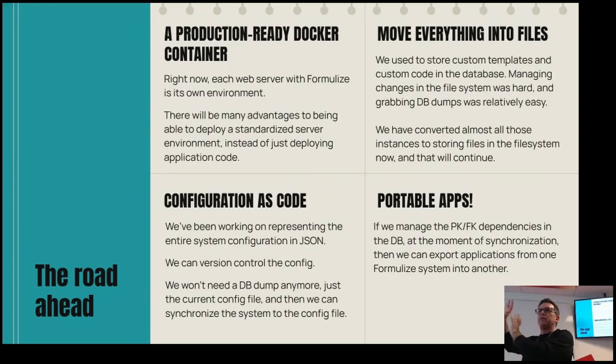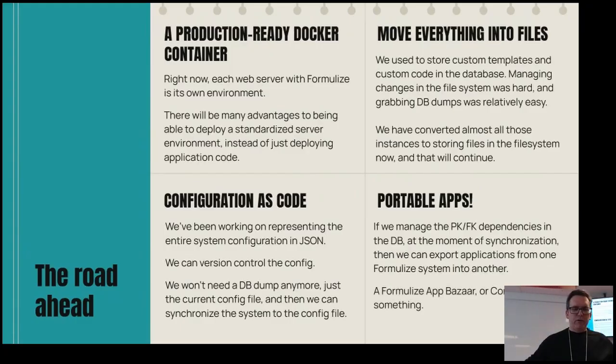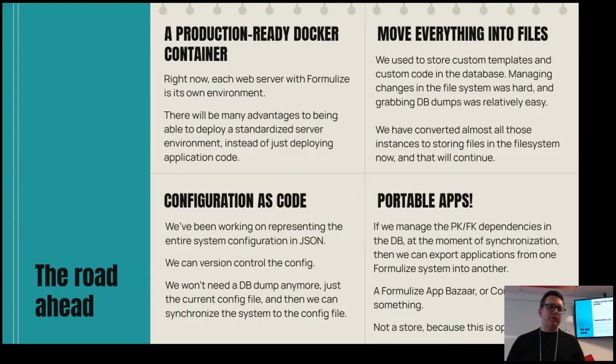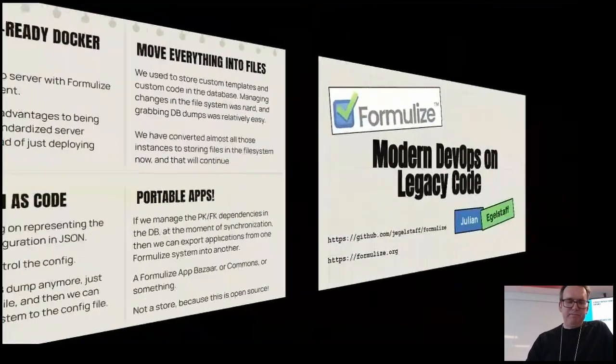All the configuration throughout the whole thing has all these foreign key references all over the place. But if we can manage that in the configuration when it's exported and imported to generalize it, then a Formalize app bazaar or a commons or something. It would not be an app store because this is open source. So it would have to be an app bazaar with camels or something, but it'd be cool.